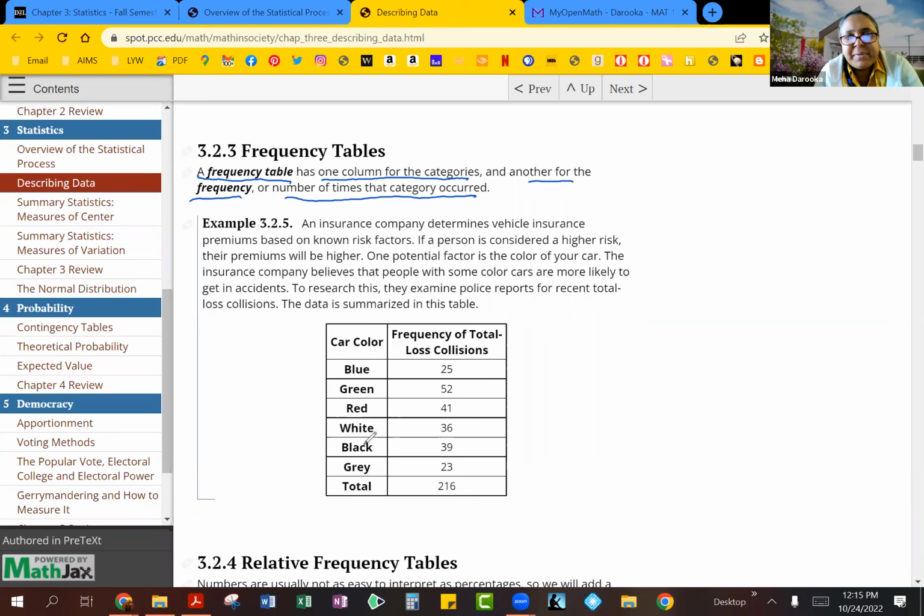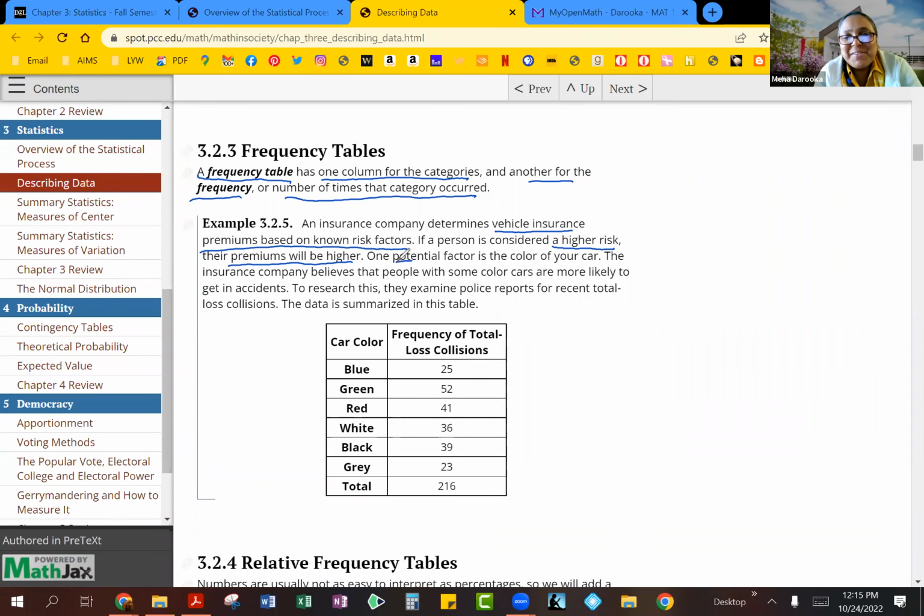This example is talking about an insurance company that determines vehicle insurance premiums based on known risk factors, right? If a person is considered a higher risk, they will obviously pay higher premiums. They do that with younger drivers, because they're new drivers, just learning how to drive confidently on their own. So younger people will always pay higher premiums, and as you get older, your premium starts going down. I'm sure you have seen that yourselves, or your parents have, or if you have kids you paid insurance for, you would have noticed that also.